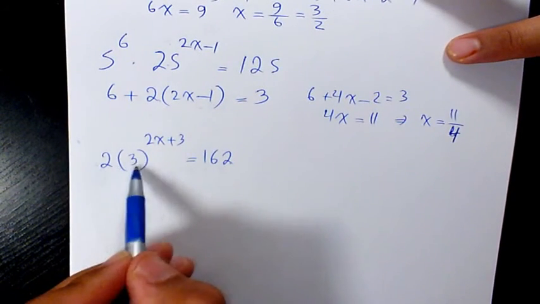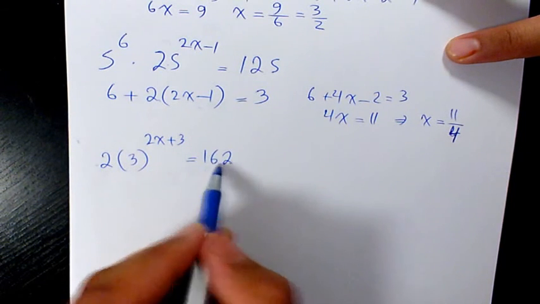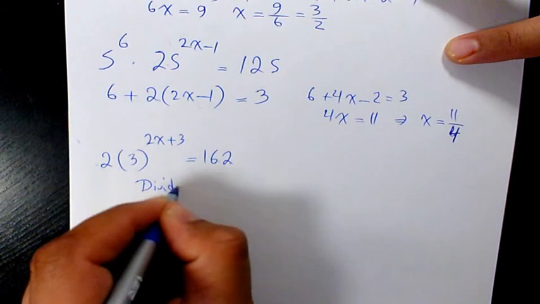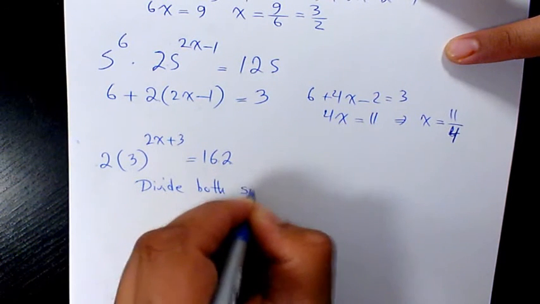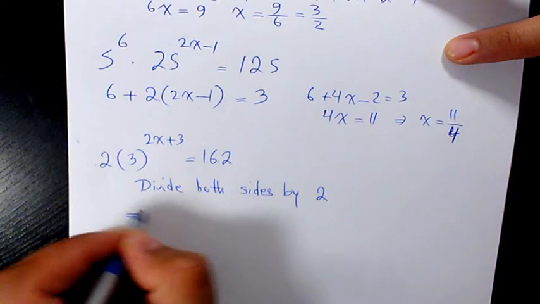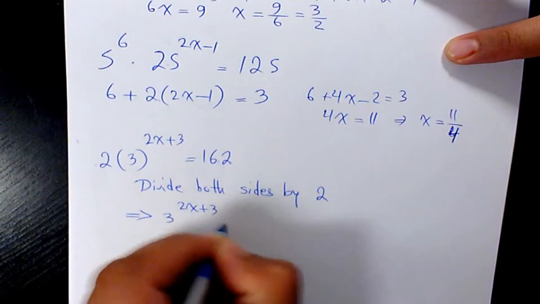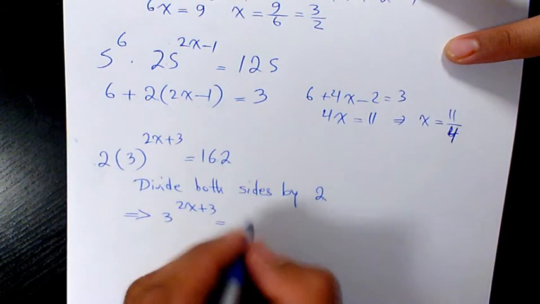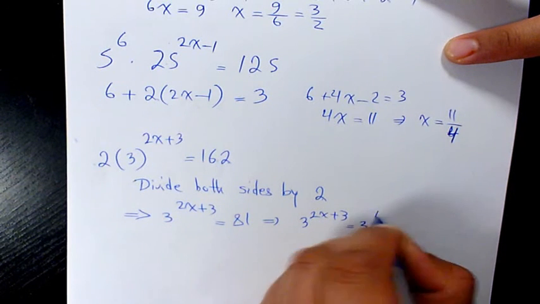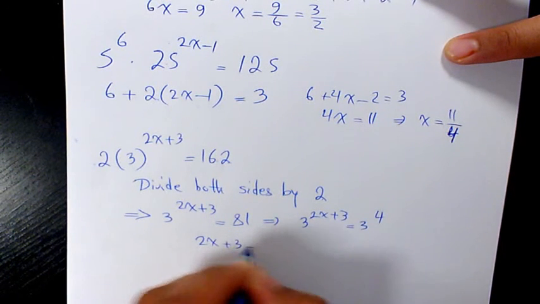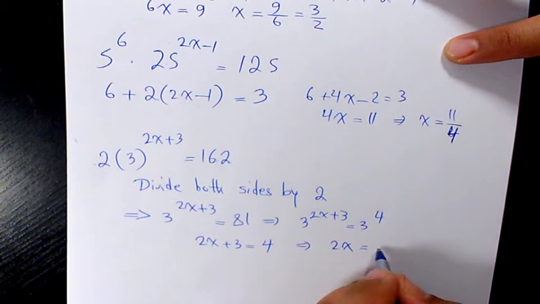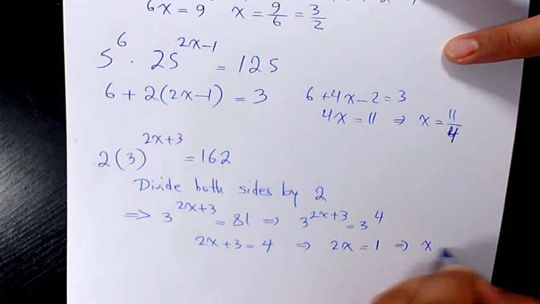Here 2 times 3 to the power of 2x plus 3 equals 162. So I need to divide both sides by 2. Then you have 3 to the power of 2x plus 3. This side, 162 divided by 2, is going to be 81. So 3 to the power of 2x plus 3 equals 3 to the power of 4. So 2x plus 3 equals 4. Since the bases are the same, the exponents must be the same. So 2x equals 4 minus 3, which is 1. So x will be 1 over 2.